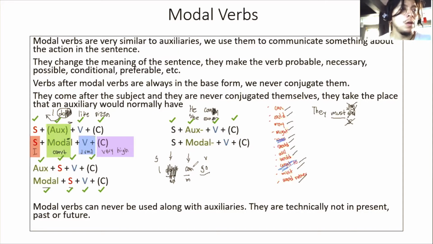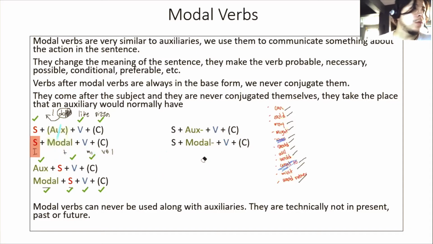I can go, negative, I can't go. Okay, so we never, ever combine modal verbs and auxiliaries. When we are using modal verbs, we are not using auxiliaries. So what is the problem with that? Well, the problem is that you may remember what is the purpose of auxiliaries. Auxiliaries exist to give you the time.